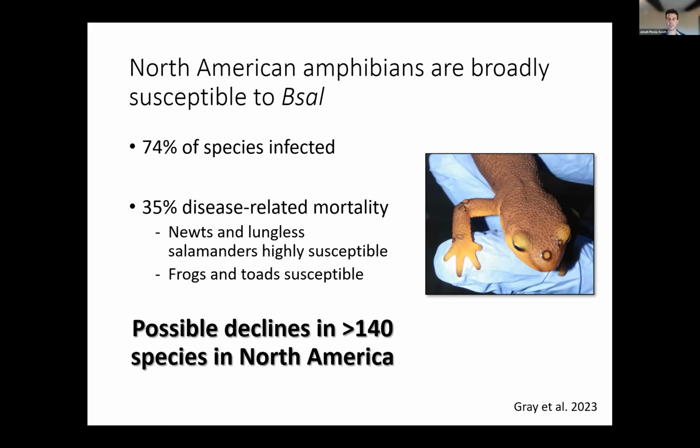So if we take this subset of species that we have looked at using these experiments and make some inferences about, okay, if a species in the same genus was tested and found to be susceptible, let's just assume that that whole genus is susceptible. If we do that kind of expansion, we find that there are possible declines and extinctions in more than 140 amphibian species in North America.